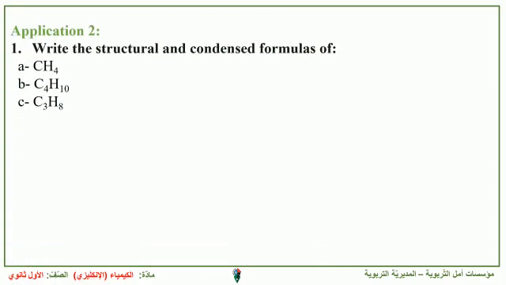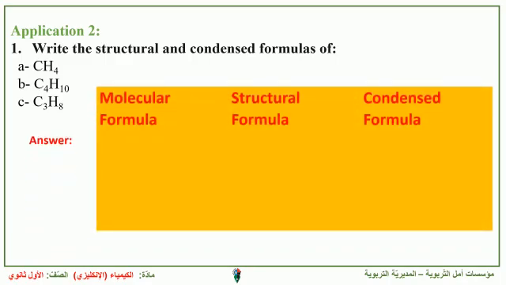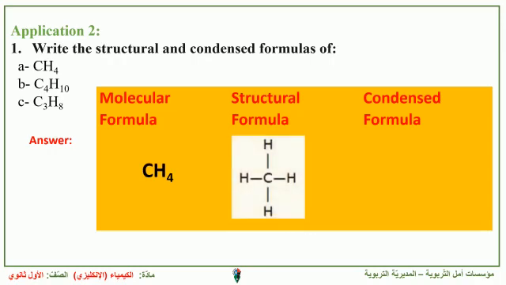Application 2. Write the structural and the condensed formulas of CH4, C4H10, C3H8. First, for CH4, we should write its molecular formula, structural formula, and condensed structural formula. This is the molecular formula of CH4, and this is its structural formula as shown, the carbon atom bonded with 4 hydrogen atoms with 4 single covalent bonds. And this is the condensed formula of CH4. Because we have only one carbon atom, we can't represent the bonds between carbon atoms only, so we have the same as the molecular formula.